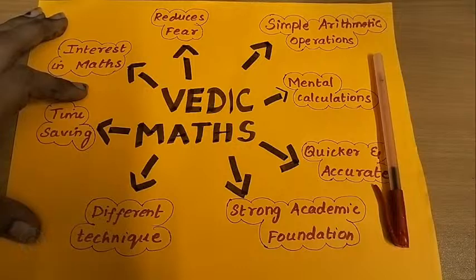The names are like Ekadhikena Purvena, okay, it is also a corollary. Nikhilam Navatashcaramam Dashatah. Like that, the sutras are derived from the Vedic names only. So we can use mathematical terms like one more than the previous one, all from 9 and last from 10, crisscross, by calculus, by the deficiency. We can use them like that, okay? These are the main introduction about Vedic maths.